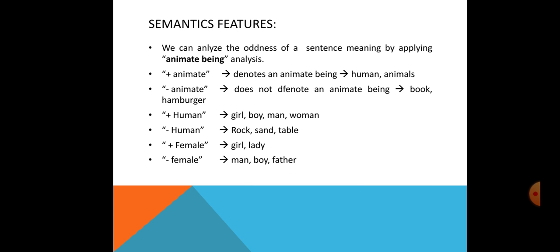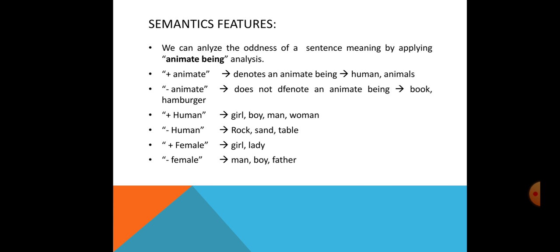And we can analyze the oddness of a sentence's meaning by applying animate being analysis. Plus is for animate beings, for example, humans and animals. Negative animate is for something that does not denote an animate being, for example, bird, hamburger. And plus is for human, for example, girl, boy, woman.